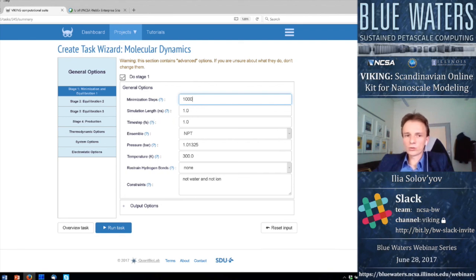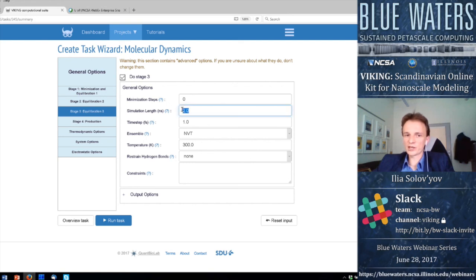Then also I would like to change the simulation length for the first stage to 0.01 nanosecond. This is extremely short, and this should never be used for any reasonable simulations, only here for the purpose of demonstration. I do the same for stage 2, where I change the simulation duration from the standard 2 nanoseconds to 0.01 nanosecond. And lastly, I do this modification for stage 3, where I again put 0.01 nanosecond.